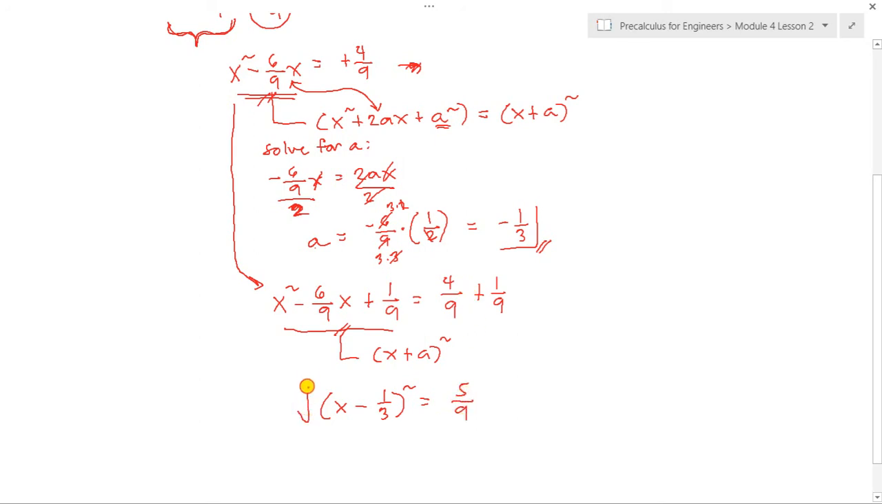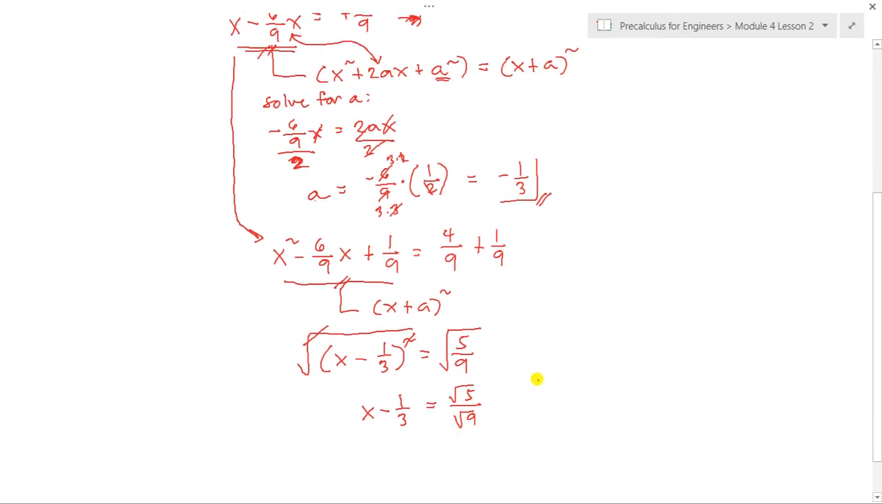And then, take the square root of both sides. Square root of both sides. This can be cancelled out, the same yung exponent tsaka index. So, what's left is x minus 1/3, which is equal to square root of 5 all over square root of 9. And I think we already know the square root of 9. The principal root of 9 is 3. So, we can write here plus minus square root of 5 all over 3.